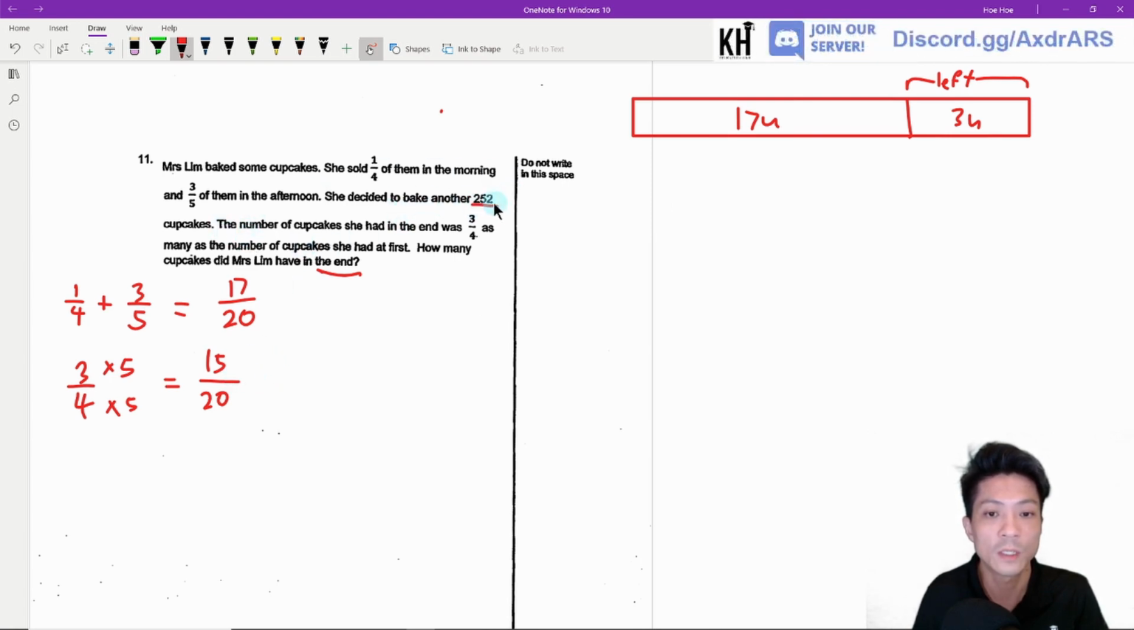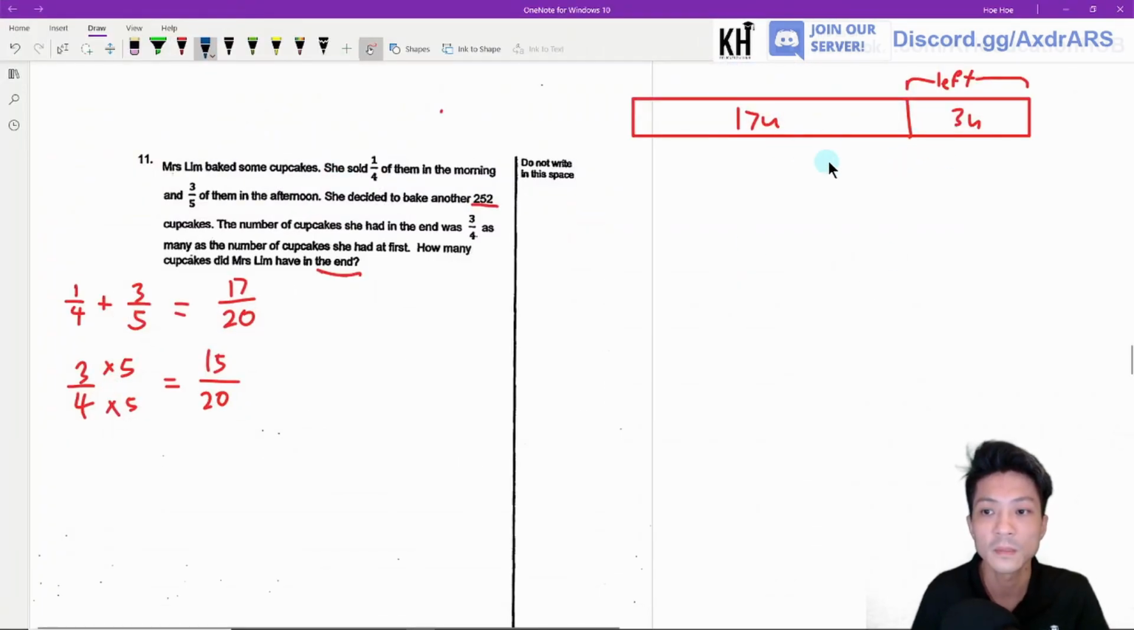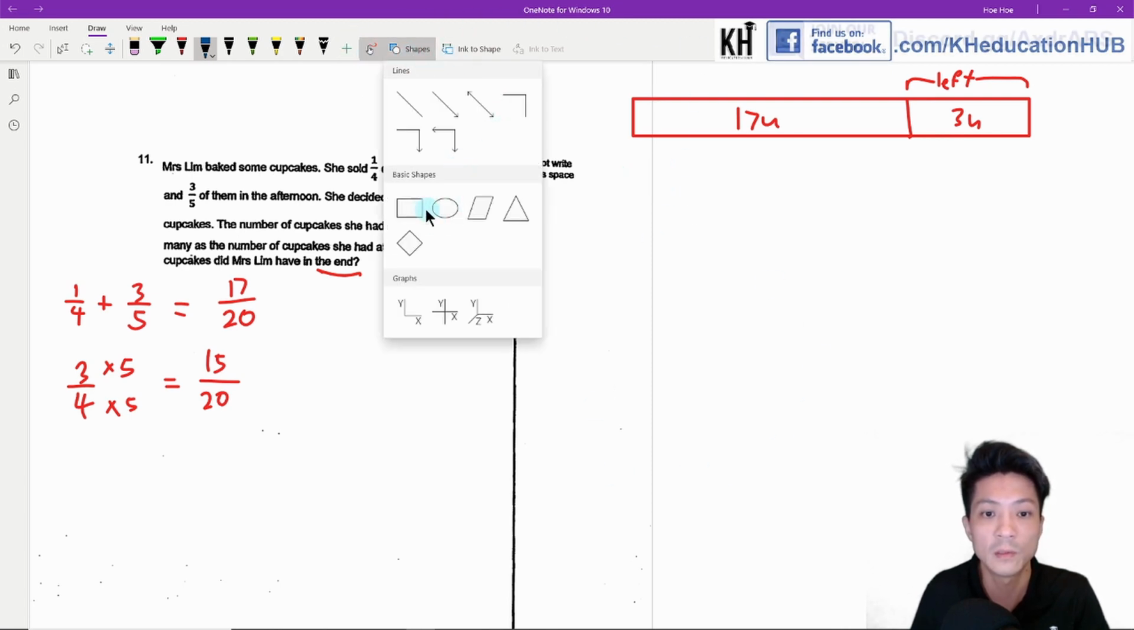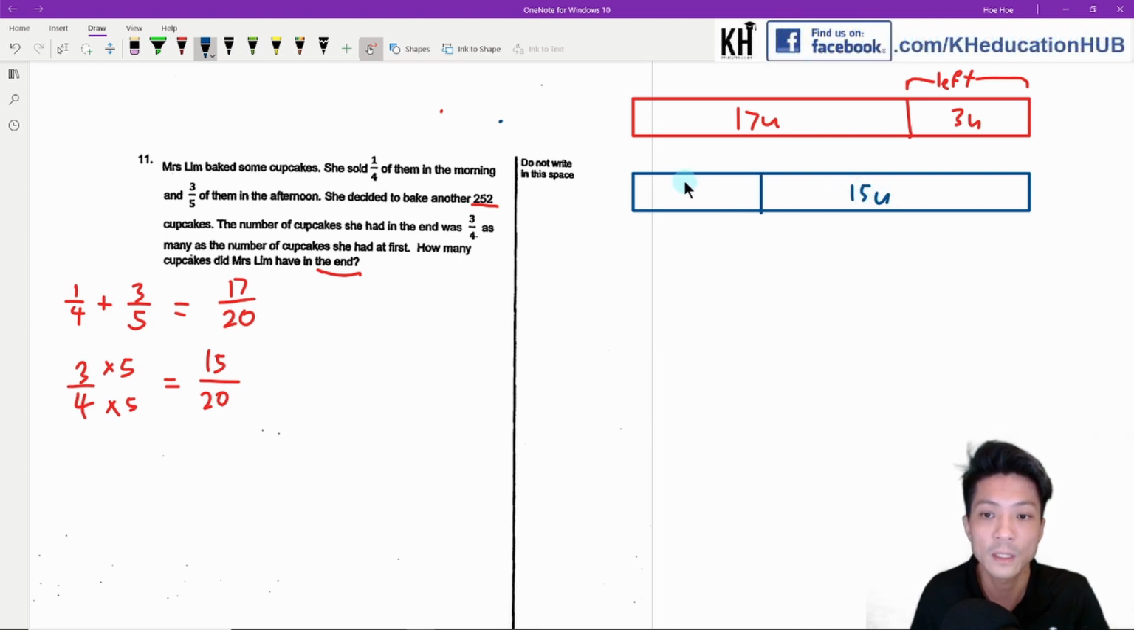Okay, and then after she baked 252 cupcakes, the number of cupcakes she had in the end is 15 over 20 as many cupcakes as she had at first, which means that after baking, there will be another 8, you increase until 15 units. So 15 units, it means that it increased until 12. Maybe I should draw another block below and that'll be easier for us to compare. Okay, so it will become 15 units.